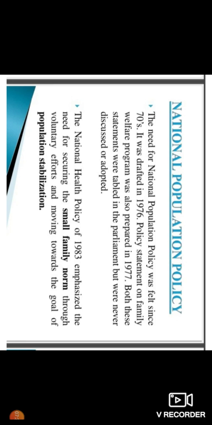The policy statement on the family welfare program was also prepared in 1977. Both were passed in Parliament. National Health Policy 1983 emphasized small family norms. There are three objectives: first child, second child after 3 years, male or female, two only; then family planning, adoption of family planning. These are the main small family norms, the main target. Based on the National Population Policy, the main target, we need to underline this point: population stabilization. Please repeat: population stabilization.